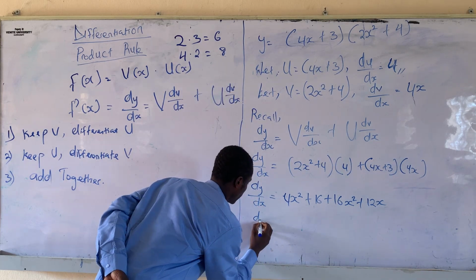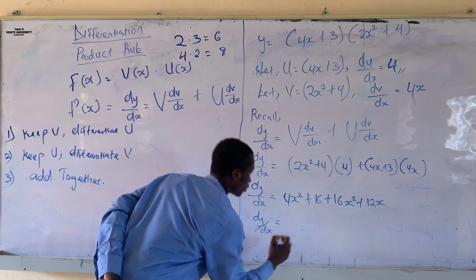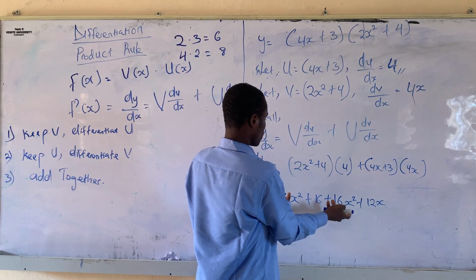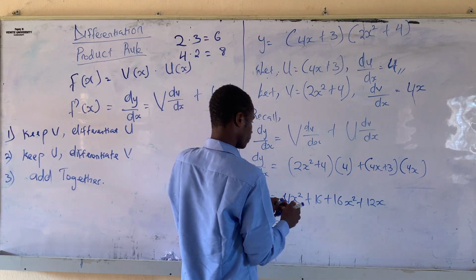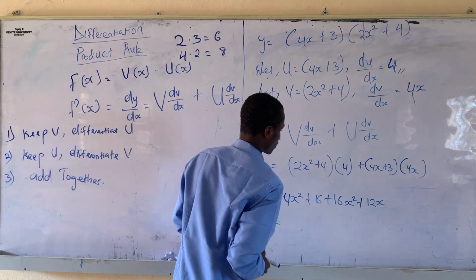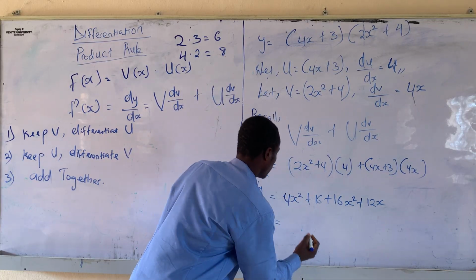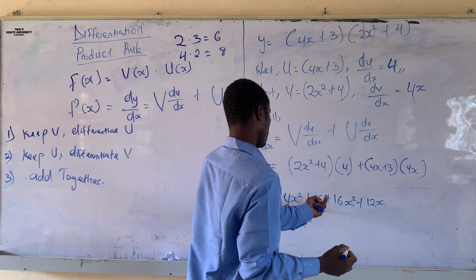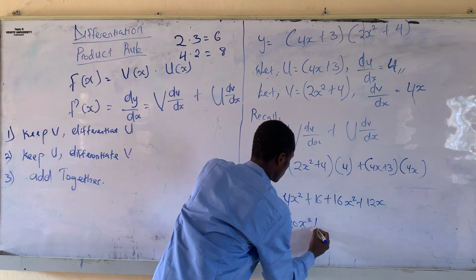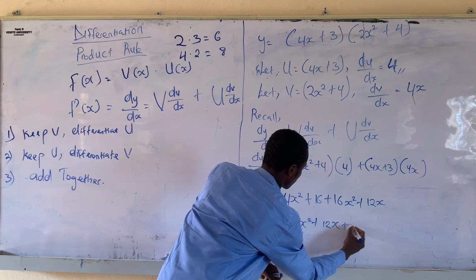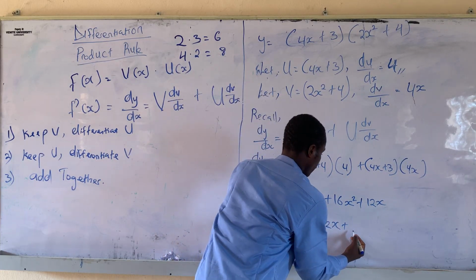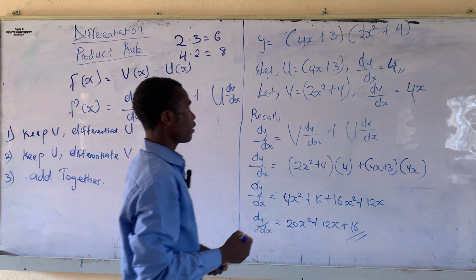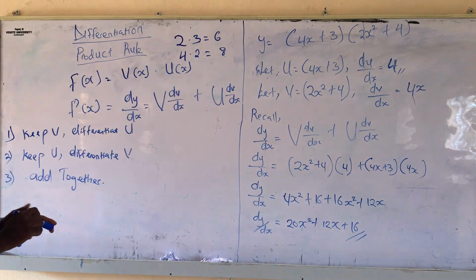Then our dy over dx will be equal to, if we collect the like terms, 4x squared plus 16x squared. So here we have 20x squared, plus 12x, plus 16. So now this is the final answer.